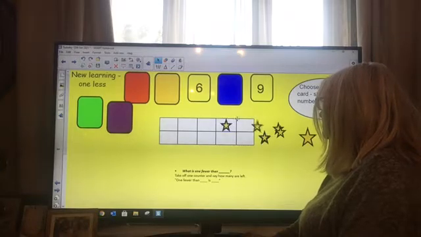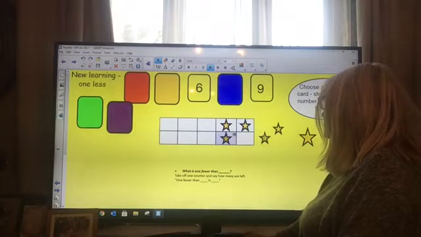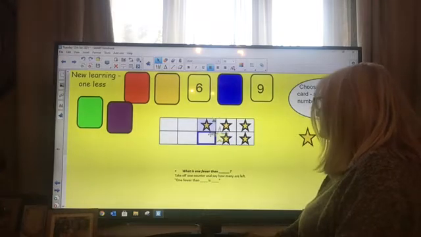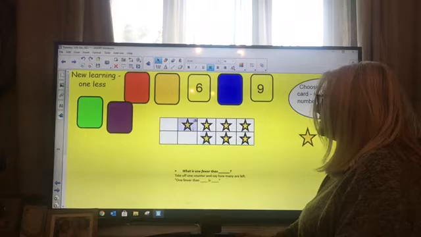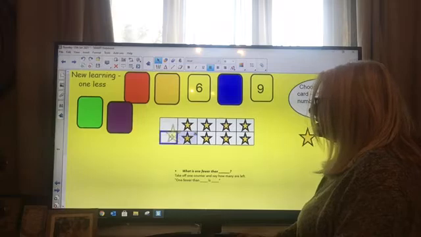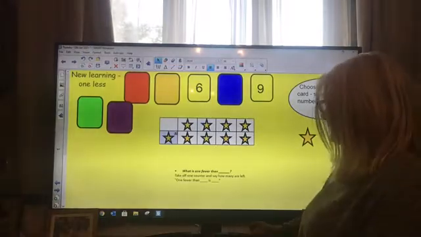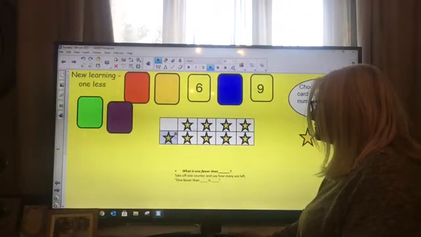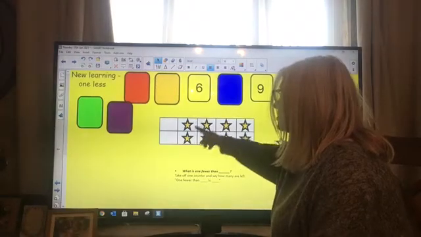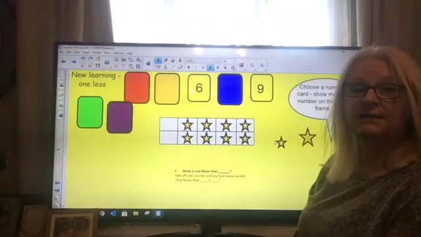1, 2, 3, 4, 5, 6, 7, 8, 9. There we go, 9 stars. So what is 1 fewer than 9? If I take away 1 star, so I take away that star, how many is left? 1, 2, 3, 4, 5, 6, 7, 8. So 1 fewer than 9 is 8.